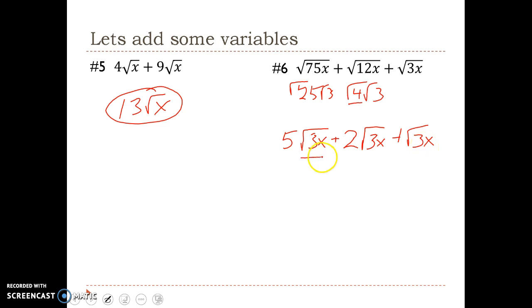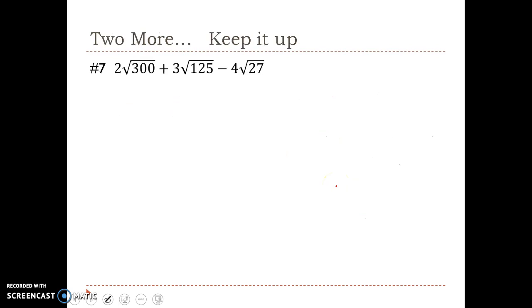So now the radicals are all the same. They're all radical 3x. So now I can add them together. I've got 5 here, 2 here, that's 7, plus 1 more here. That's a total of 8 radical 3x's. So if I add those together, I can get 8 radical 3x.